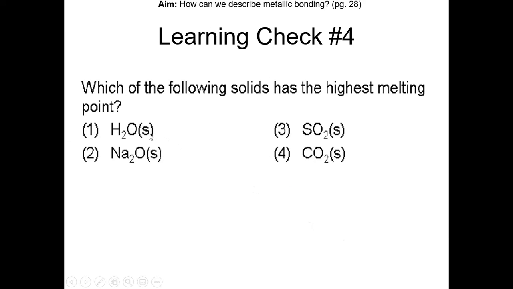Learning check number 4. Which of the following solids has the highest melting point? Pause the video and resume once you complete it. The first step is to figure out what type of bonding is present in each compound. H2O has covalent bonding, Na2O has ionic bonding, SO2 has covalent bonding, CO2 has covalent bonding. We know in general ionic compounds have a higher melting point than covalent compounds, so the answer is choice 2.